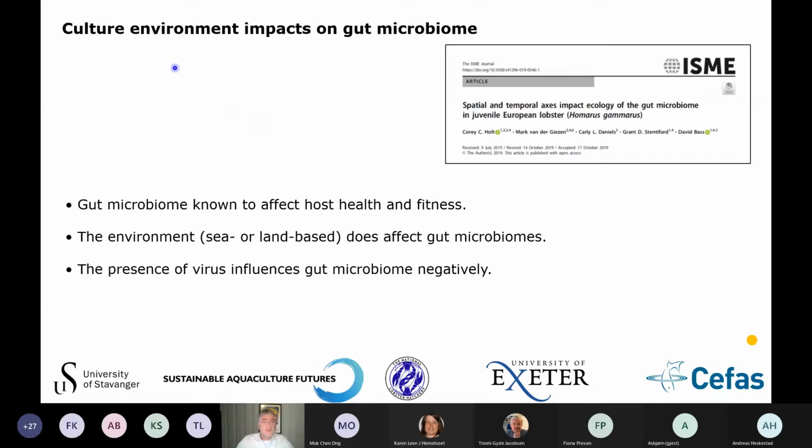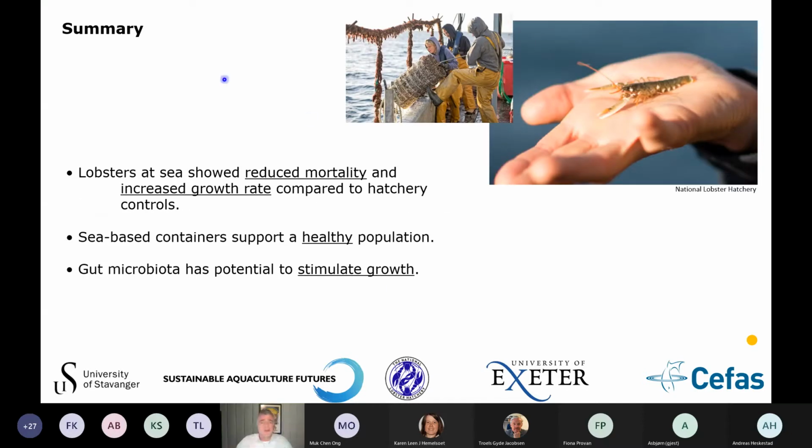To summarize this part, the culture environment does impact the gut microbiome of lobsters. We know this is known in other organisms, including humans, that there is a health effect on the microbiome. It's clear that animals living at sea have a different microbiome compared to those living on land. And we can see that the presence of a virus negatively influences the gut microbiome. To summarize, we found that animals living at sea have reduced mortality compared to hatchery-based animals, and also they have an increased growth rate compared to the hatchery control. So if you control the growth conditions, you can have different outcomes for animals.